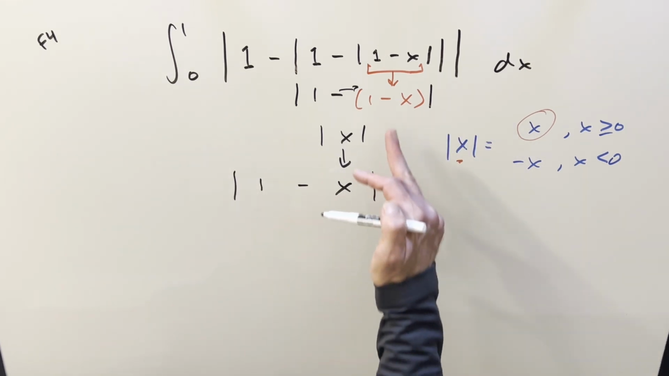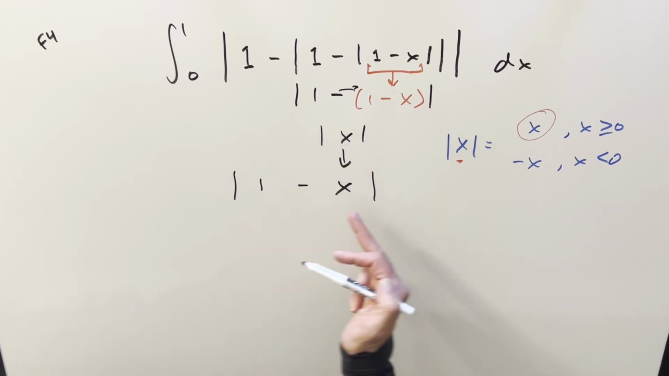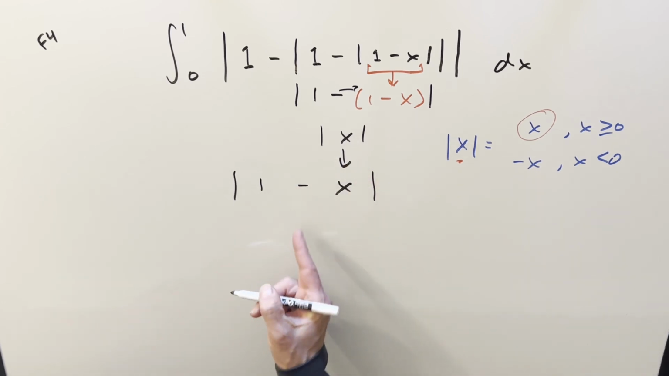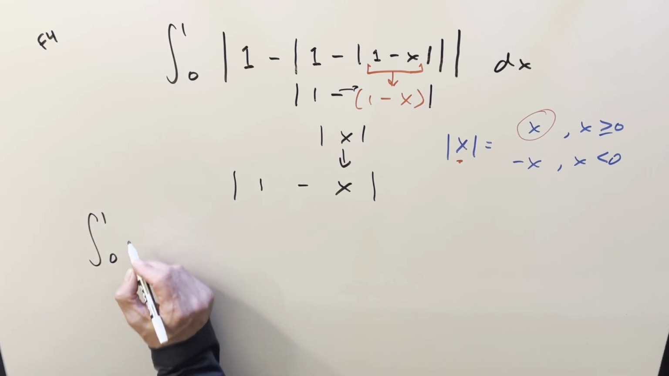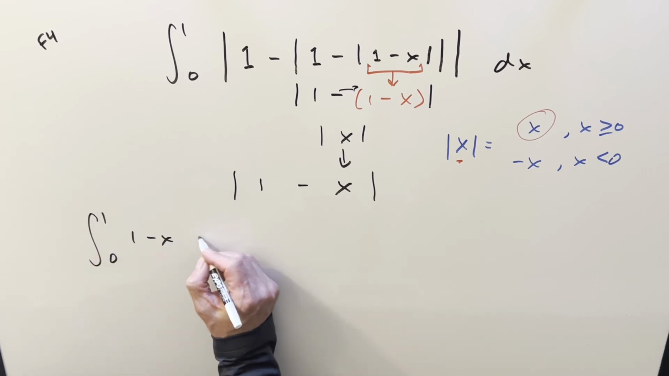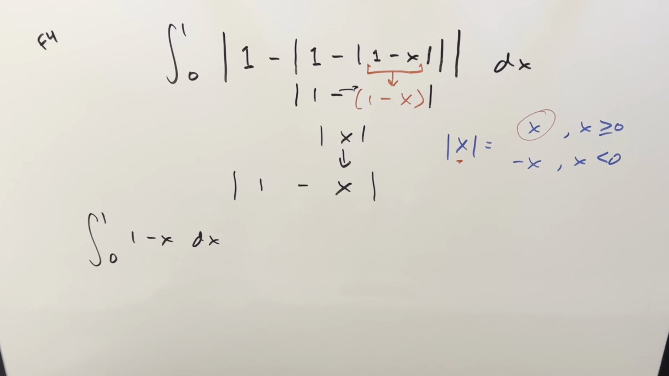But this right here, this is the thing we already did right there. So we drop the absolute value. This is going to be 1 minus x. So we can take this and put it back into our integral, and we're just integrating 1 minus x from 0 to 1. But this is super easy.